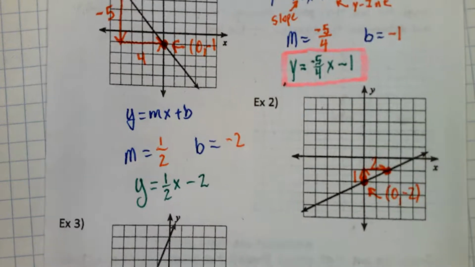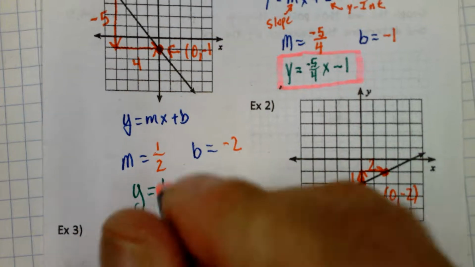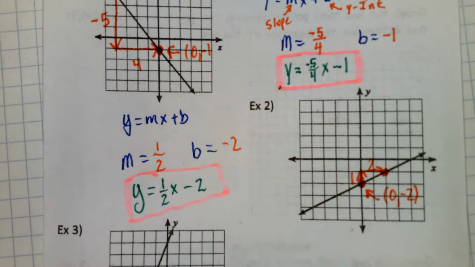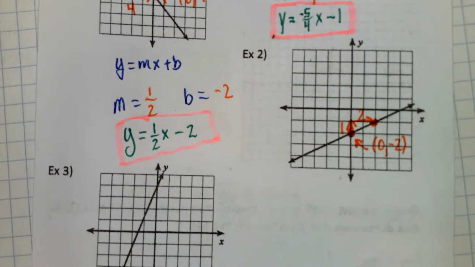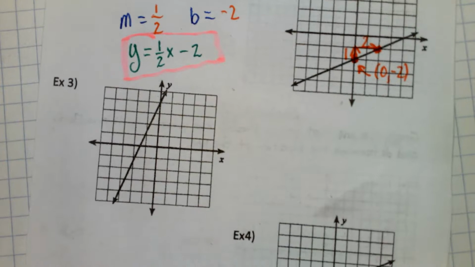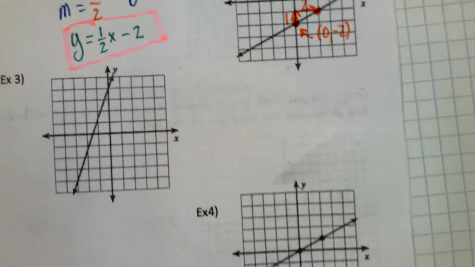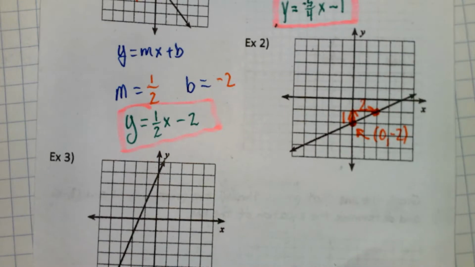And hopefully you got y equals 1/2 x, take away 2. Okay. Any questions? Okay. So now what I'd like you to do, you have example 3 and example 4. Example 4, they gave you points, so that's good. Example 3, you have to make up your own or find your own.